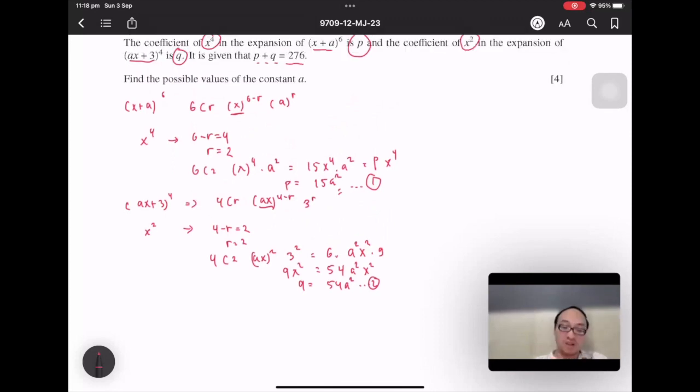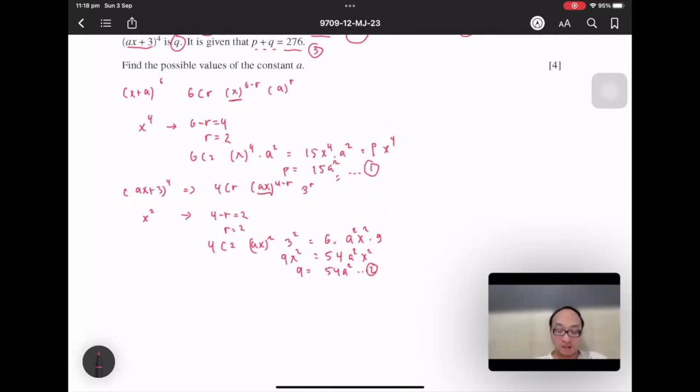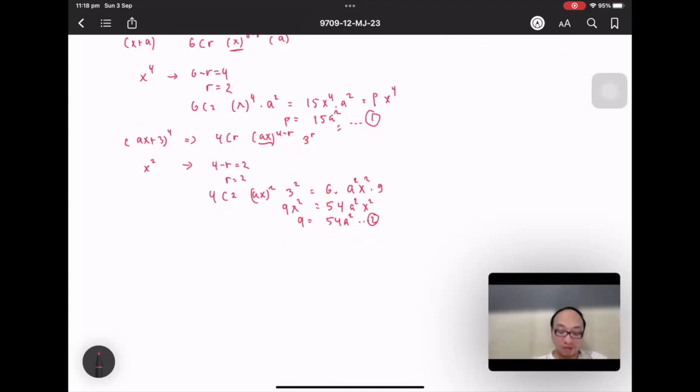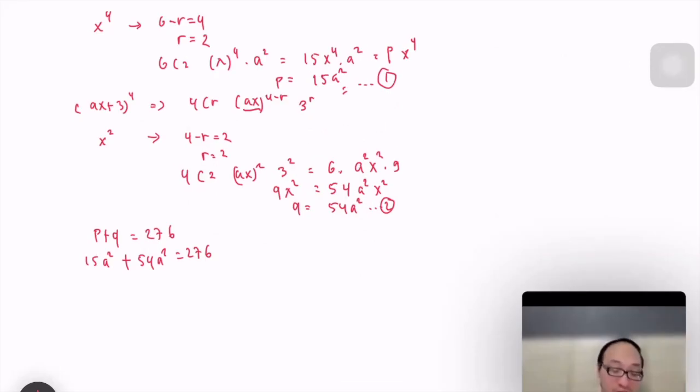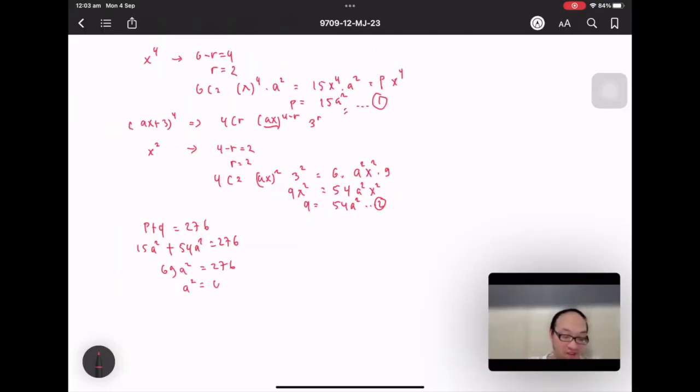And the third equation, p plus q equals 276. So I can put p and q in: 15a squared plus 54a squared equals 276. So from here, we have 69a squared equals 276. So a squared is 4. So a is plus or minus 2.